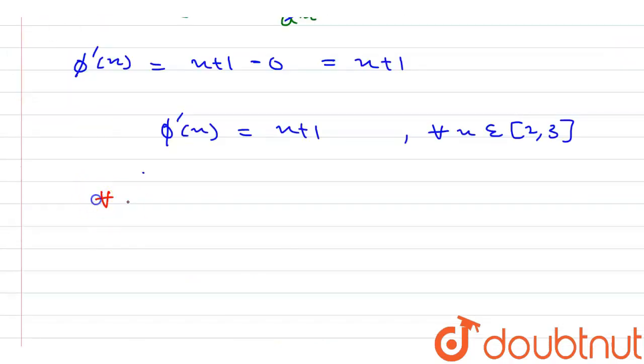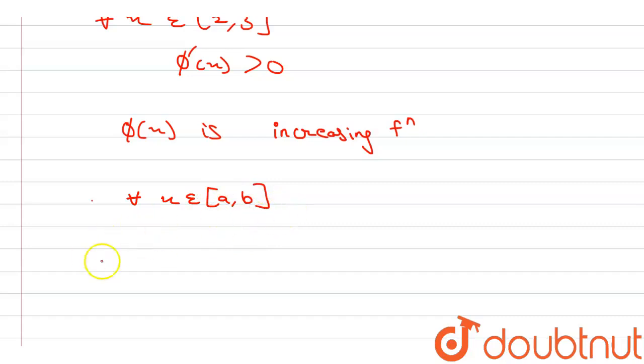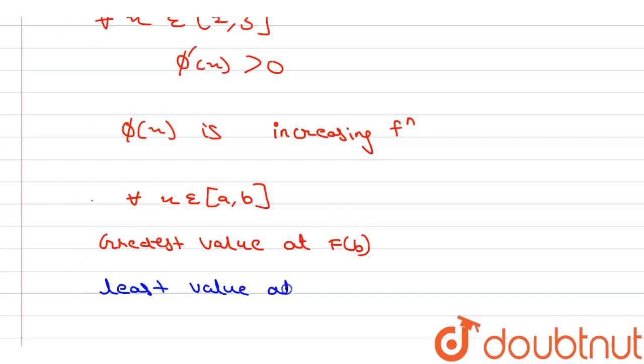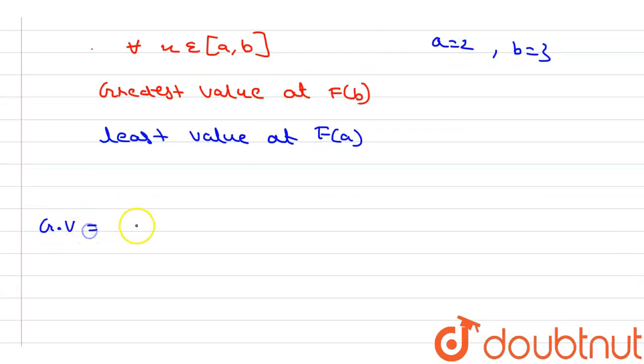Now we can easily see that for all x belonging to 2 to 3, our phi dash x is greater than 0. So from here we can say that phi of x is an increasing function, and we know that for x belonging to a to b, the greatest value is at f of b and the least value is at f of a. Here a is equal to 2 and b is equal to 3. So the greatest value is equal to phi of 3.